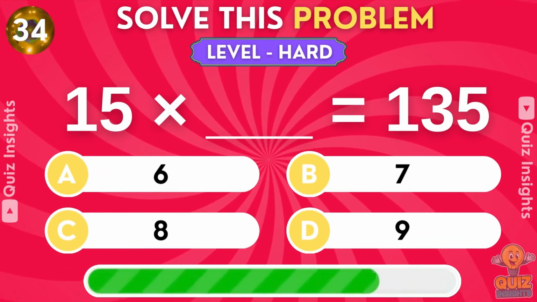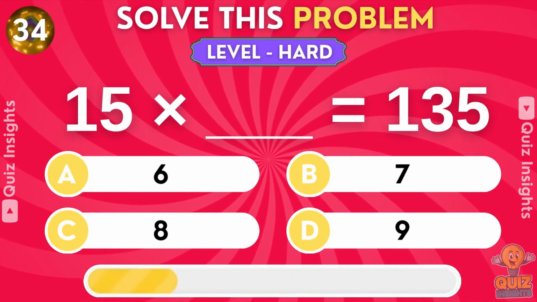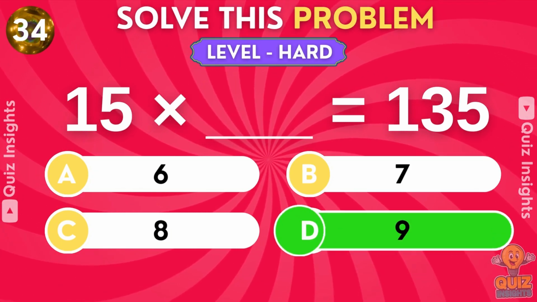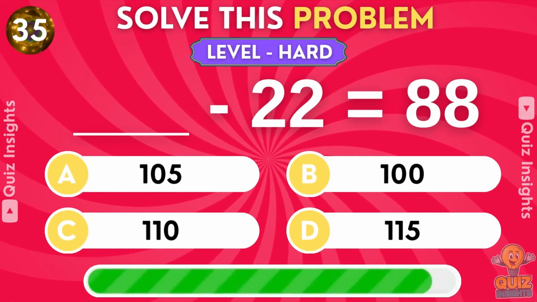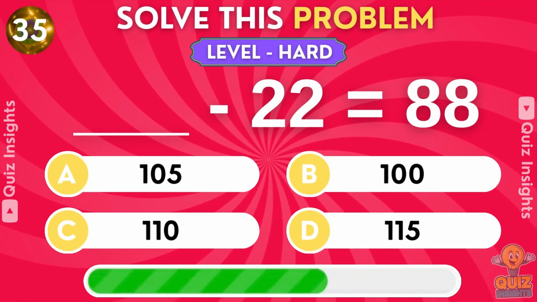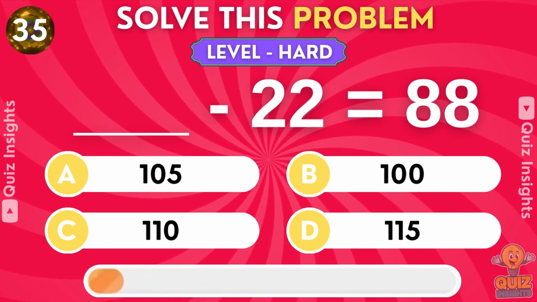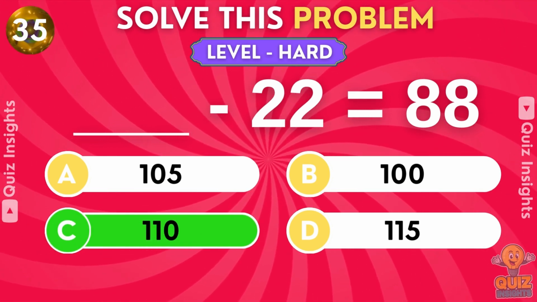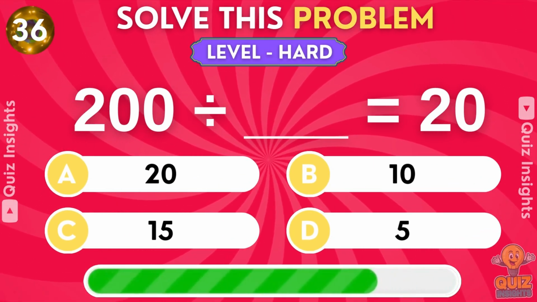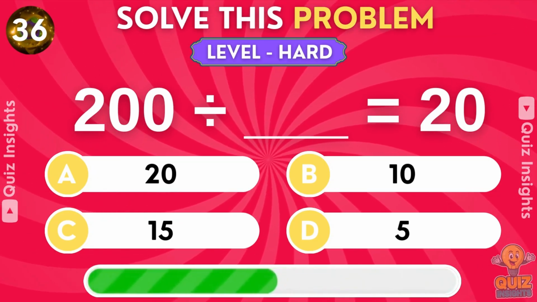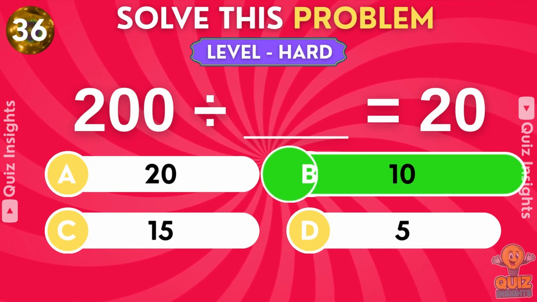15 multiplied by what number equals 135? Yes, it's 9. What number minus 22 equals 88? Correct answer is 110. 200 divided by what number equals 20? Yeah, it's 10.